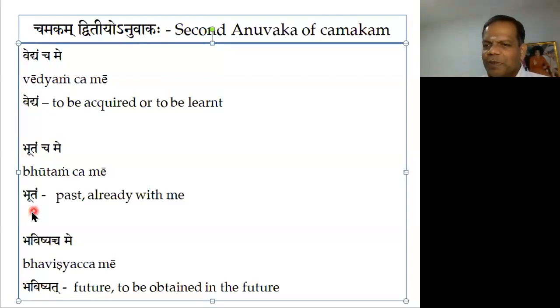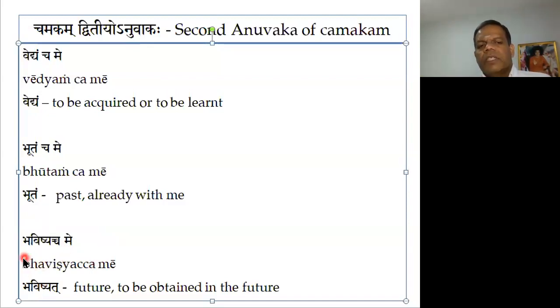Then let's move on, in a beneficial way. So bhutam chame kalpata. We're asking the Lord, let that be beneficial and favorable, and let's move on. The next mantra is Bhavishyachame.